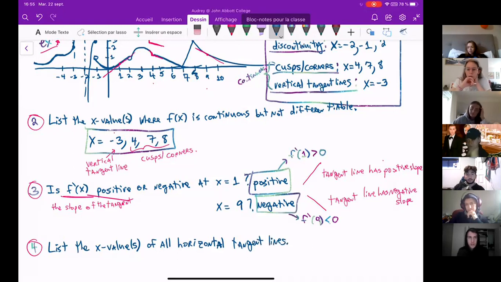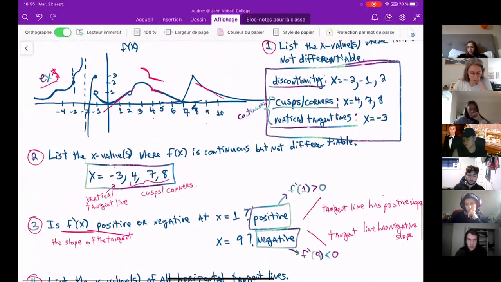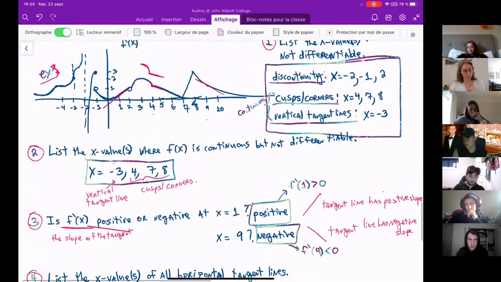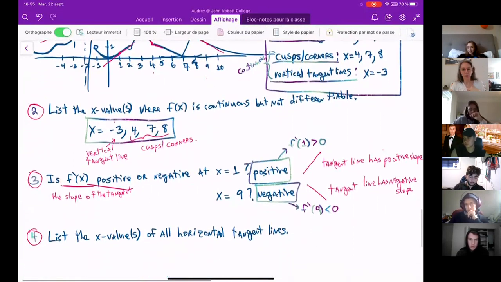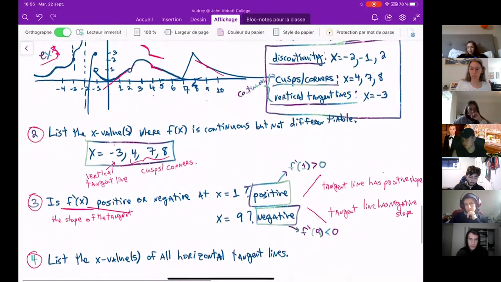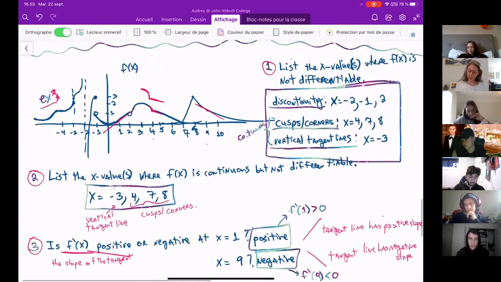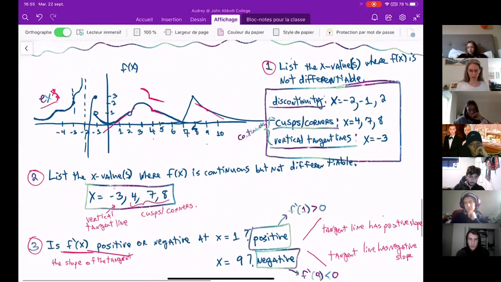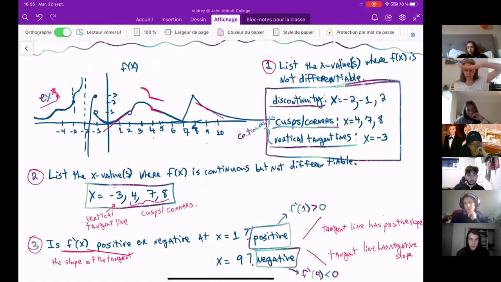Is that x equals -3? Not -3, that's a vertical tangent line. Oh, okay. -4. -4 is going to be a horizontal tangent line. Do you guys see any others? Remember, a horizontal line looks like that. Where might I draw a tangent line and end up with a horizontal line? Maybe x is equal to 0?